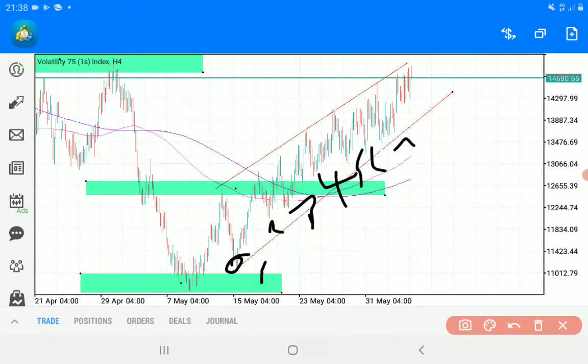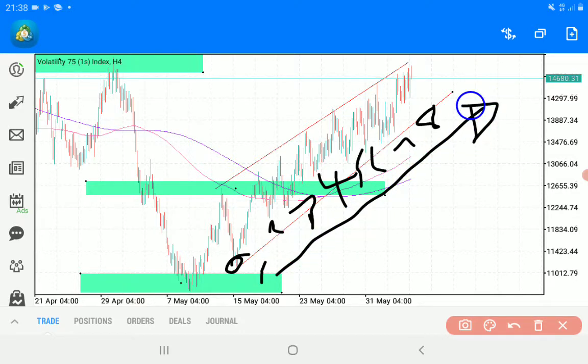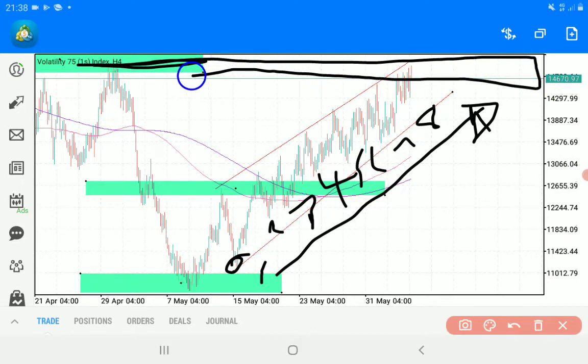So this thing is going up. So I should also look for buying opportunities because this thing is going up. So now for here, I'm not expecting a 9 because it's going to reach our strongest resistance. So I'm expecting it now. I'm expecting volatility 75 1s now to hit that and go down here, right?